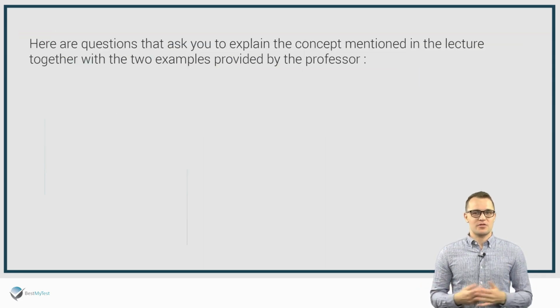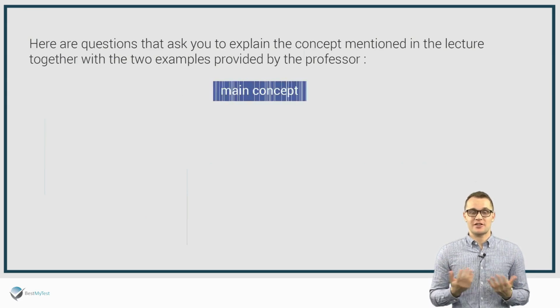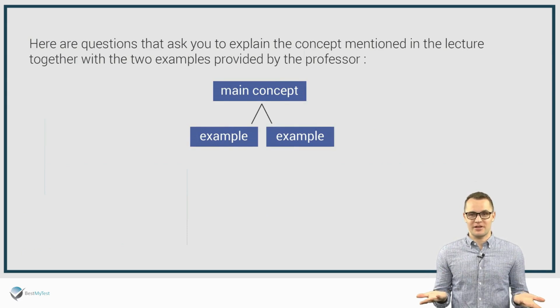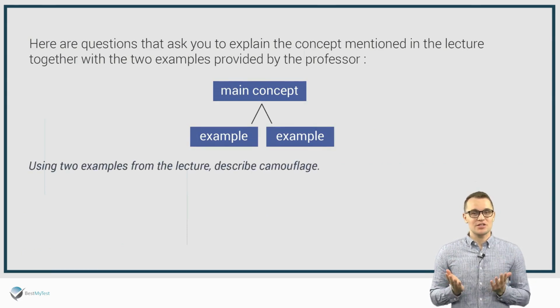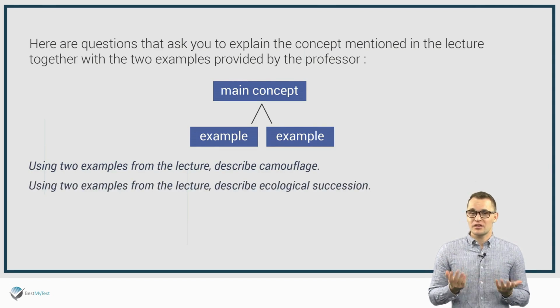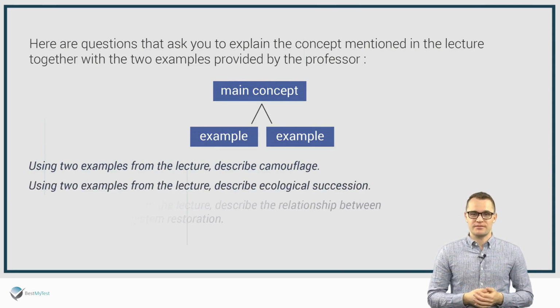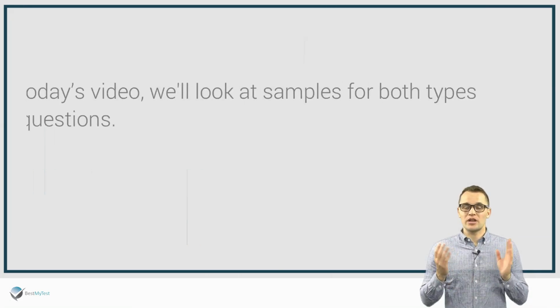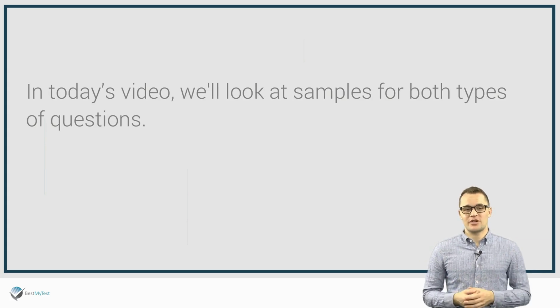And here are some questions that ask you to explain the concept mentioned in the lecture together with the two examples provided by the professor. Using two examples from the lecture, describe camouflage. Using two examples from the lecture, describe ecological succession. Using two examples from the lecture, describe the relationship between biodiversity and ecosystem restoration. In today's video, we look at samples for both types of questions.